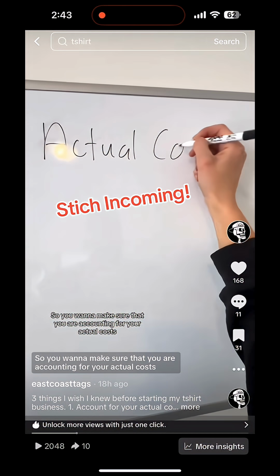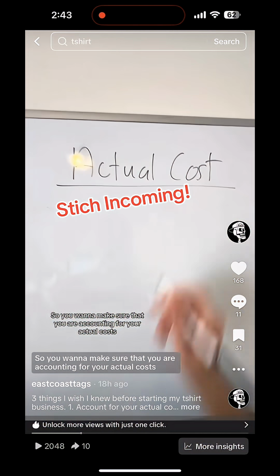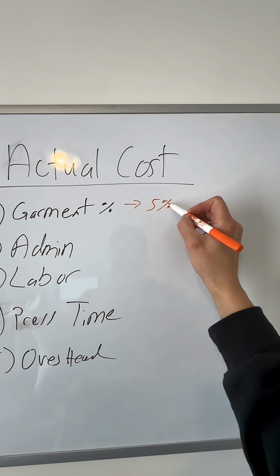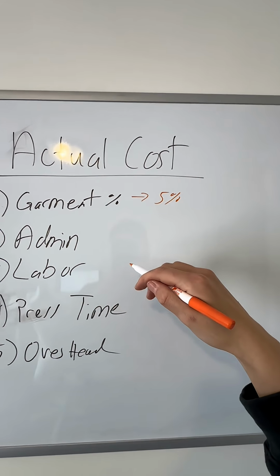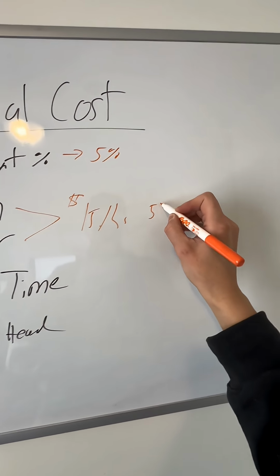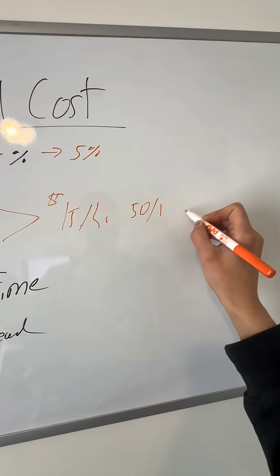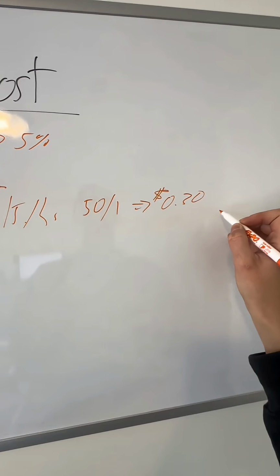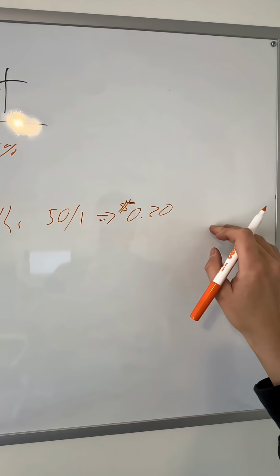So you want to make sure that you are accounting for your actual costs when you are setting up pricing. You might start with adding something small like 5% of the cost of that garment. These two might take a little bit of reworking depending on your shop and what you need to pay people, but let's say you pay someone $15 per hour and you know that they can make 50 shirts in 1 hour. Then you need to add a charge of 30 cents per shirt when you're giving a per piece price.